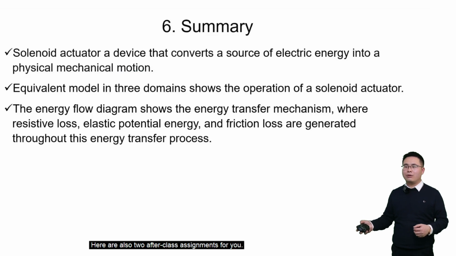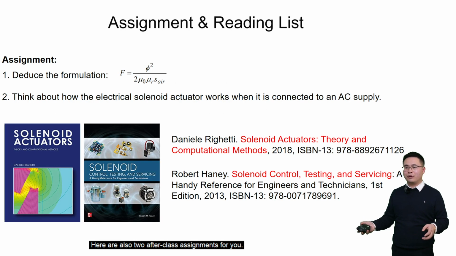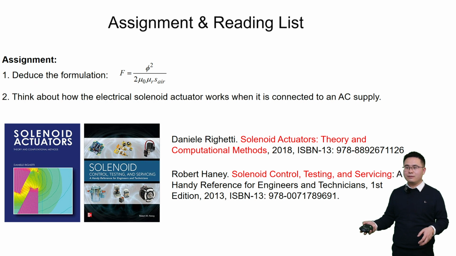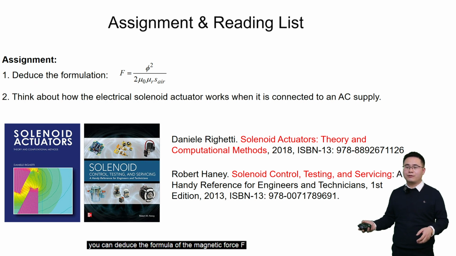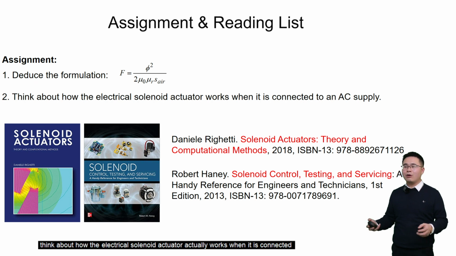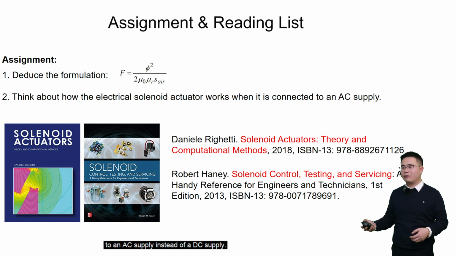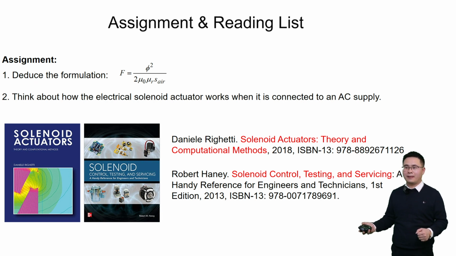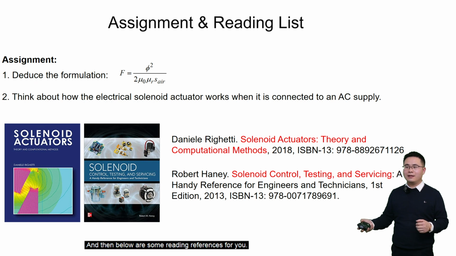So here are also two off-class assignments for you. First, you can deduce the formula of the magnetic force F. Second, think about how the solenoid actuator works when it is connected to an AC supply instead of a DC supply. And then below are some reading references for you.